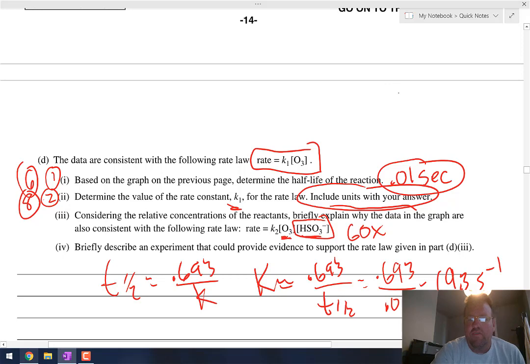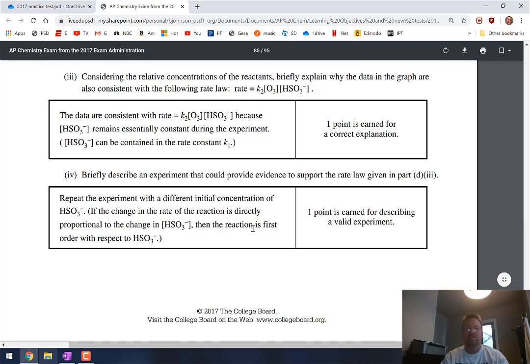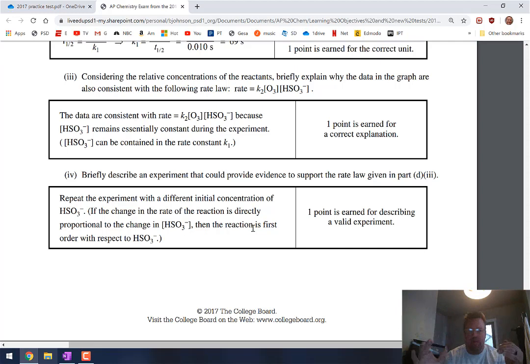Okay, and I wanted to show you the scoring guidelines that they use. So right here, part 3, it says the data are consistent with that rate law because the concentration of HSO3 minus remains essentially constant during the experiment. So because it's so much greater than the value of O3, as O3 changes, the HSO3 is not going to change significantly at all. So basically, it's like you're adding a constant into that rate law.